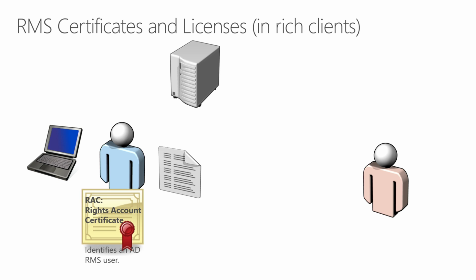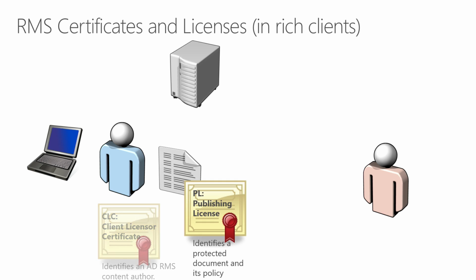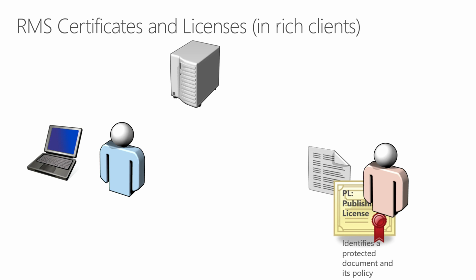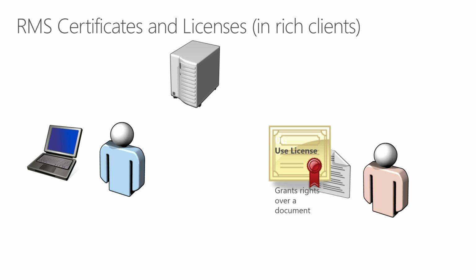And then the user will get a rights account certificate from Azure RMS. This is a certificate issued by Azure RMS for the certificate-based authentication of the initial authentication. Then the user will get another certificate called the client licensor certificate from Azure RMS. This certificate is used to sign the license, which is embedded in the protected document. All this will be sent to the consumer of the document. Once this person is authenticated with RMS, they will get the license. In the license, there's a key which can open the document.